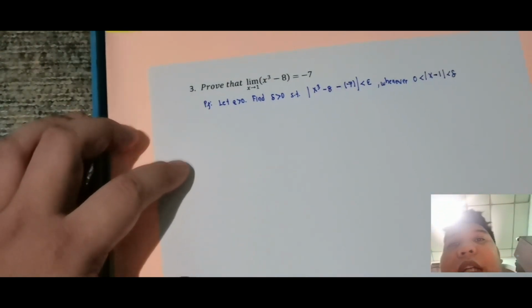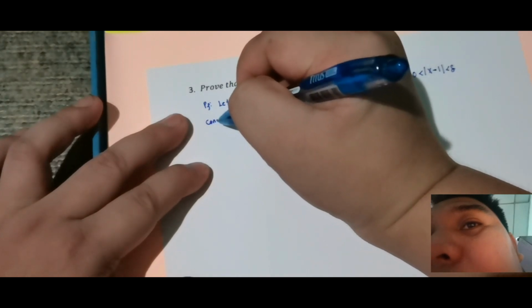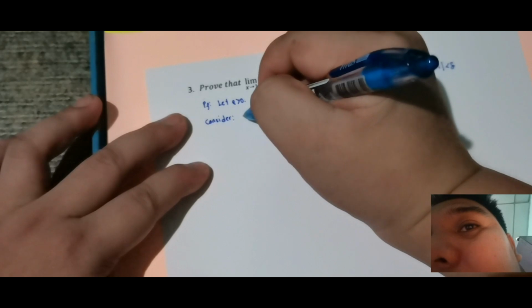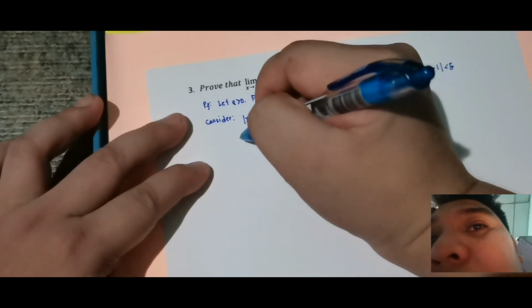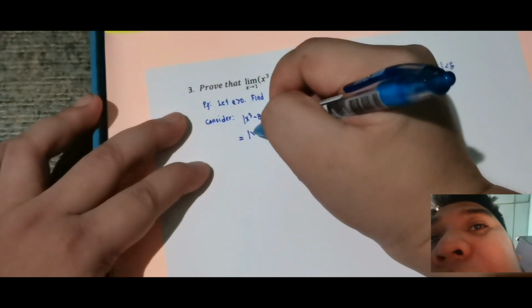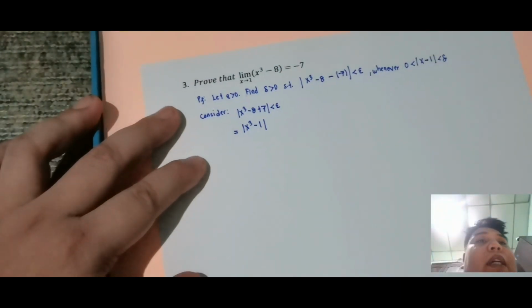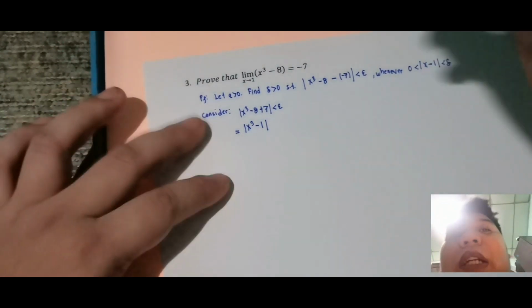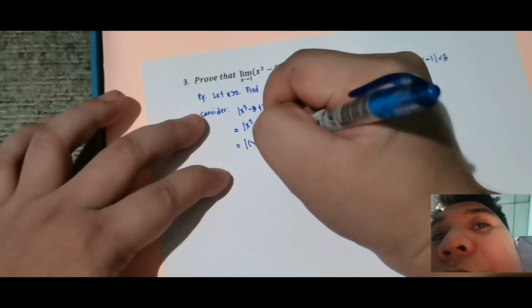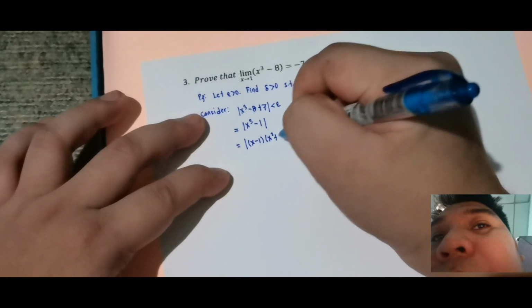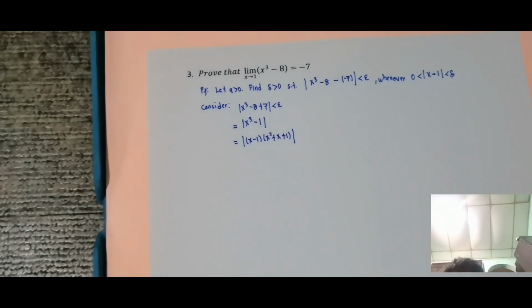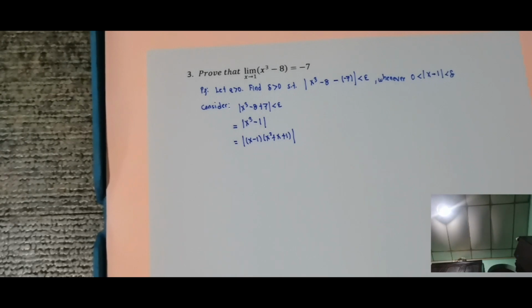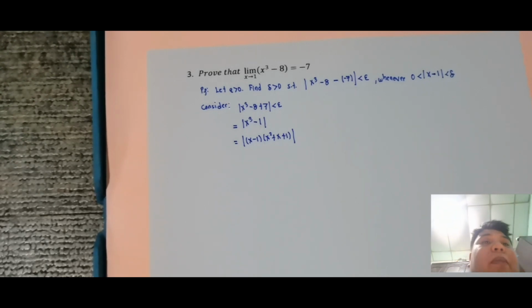Okay, so anong gagawin natin diskarte? Consider natin ulit si |x cubed minus 8 plus 7| less than epsilon. So this is equal sa |x cubed minus 1|. Tama? So may factor by x cubed minus 1. Ang factor nito is equal sa (x minus 1)(x squared plus x plus 1). Pag-check ko sa aking code ko, tama naman yung pag-factor ng x cubed minus 1 natin.